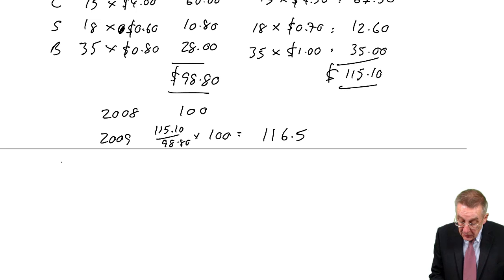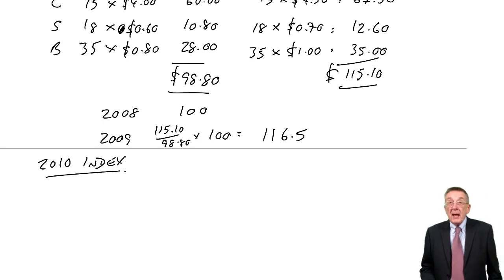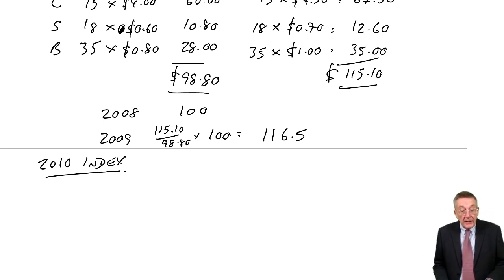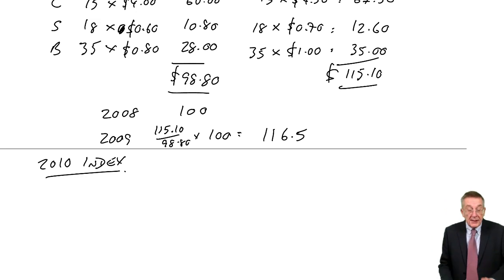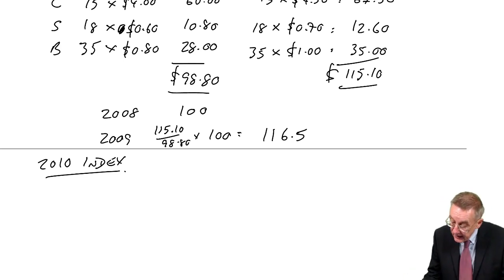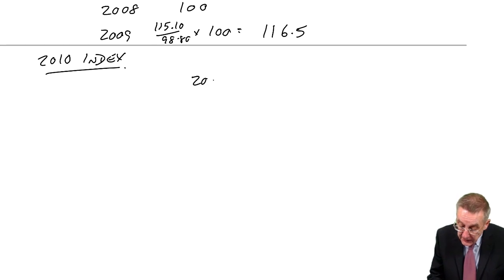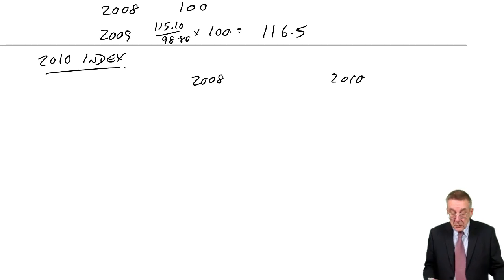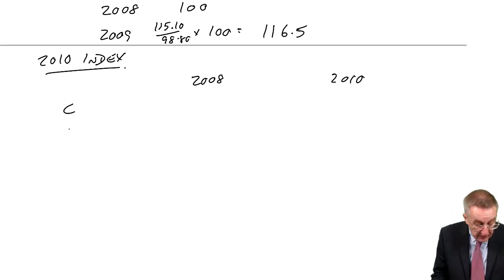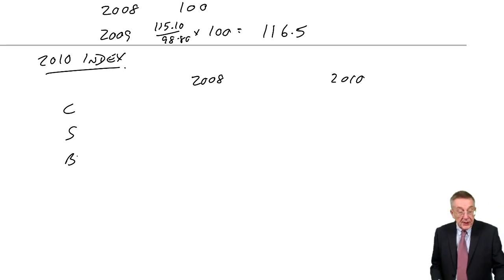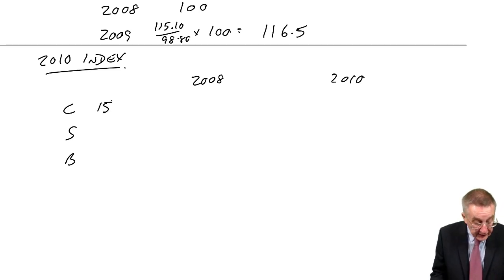Except when we come to 2010, same sort of thing, except we always use current year's quantities. We'll work out the 2010 quantities at base period price and at current price. So we have to do it all over again. Remember, 2008 is the base, and we're trying to work out the index for 2010. So with Paasche, we take 2010 quantities, which are 15 coffee, 20 sugar, 40 bread.